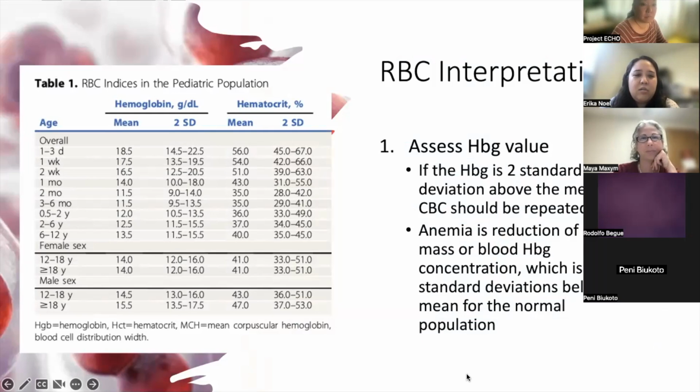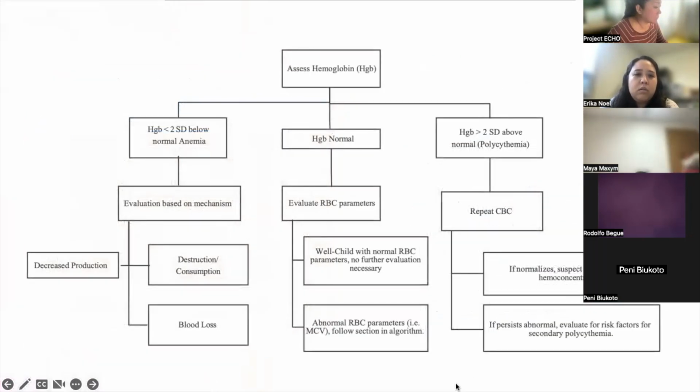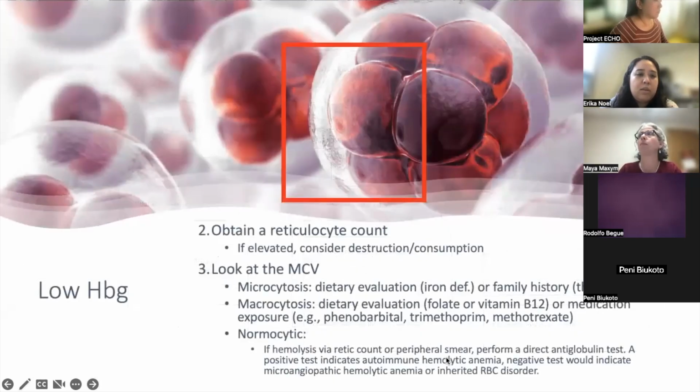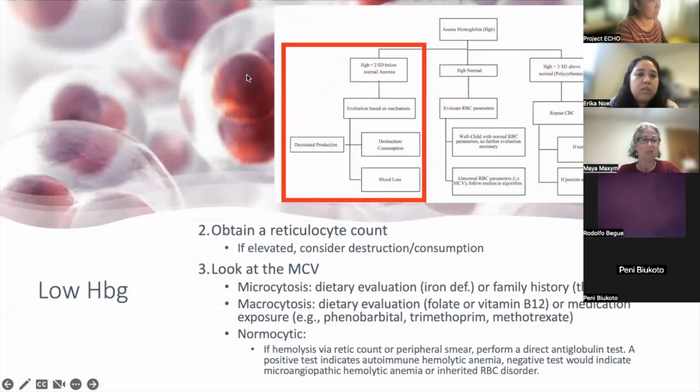Okay, once we've determined that the hemoglobin is either 2 standard deviations above or 2 standard deviations below the mean, what's nice about this particular article that just came out in July is that it gives you a flowchart algorithm to attack each of the values independently. I'll go through these 2 branches independently. First, the low hemoglobin count, which would be for the anemia. Coming down this arm of the diagram, once we determine that we have an anemia, our second step would be to obtain a reticulocyte count.